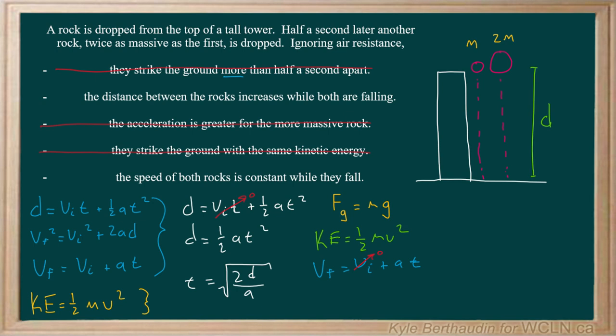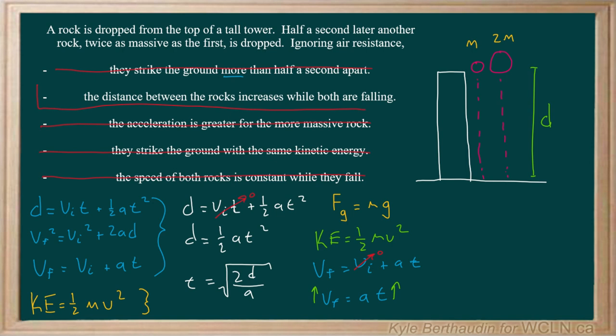And we're left with the equation, the final velocity, or say the velocity at any point besides the very beginning, is equal to the acceleration due to gravity times the time. And so we can see that as time increases, the velocity of our object will increase. And since time does move forward and it does increase as an object falls, the speed is going to go up, and therefore the speed or the velocity of the rocks is not constant. That leaves us with our final statement, which is the true statement.